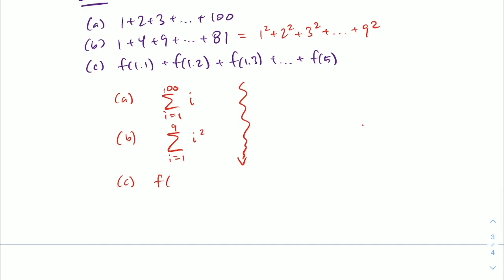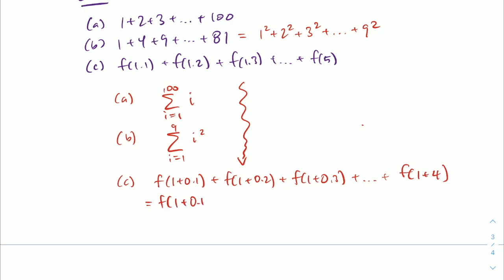I'm going to write it as 1 plus 0.1, 1 plus 0.2, then 1 plus 0.3, all the way up to 1 plus 4. And I can see where the index is coming in here. I have 0.1, 0.2, 0.3. So let me rewrite this again as 1 plus 0.1 times 1, 1 plus 0.1 times 2, and 1 plus 0.1 times 3. And then the last term is going to be 1 plus 0.1 times 40. 4 is 0.1 times 40.